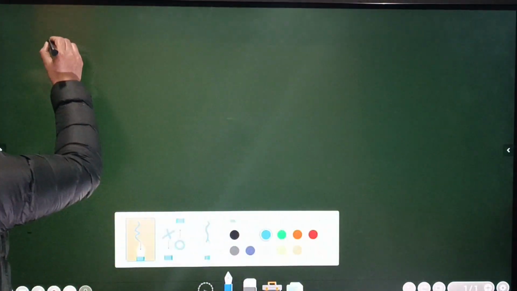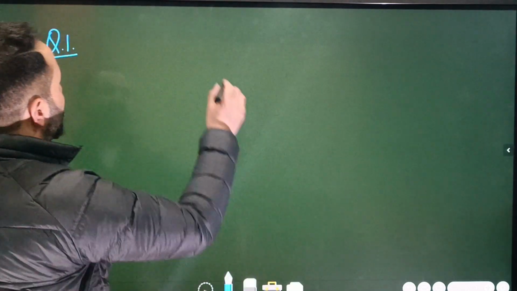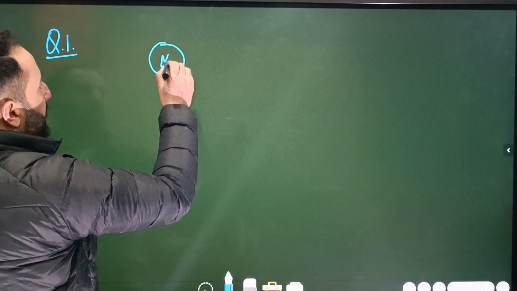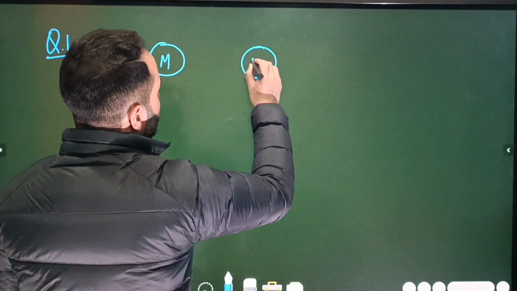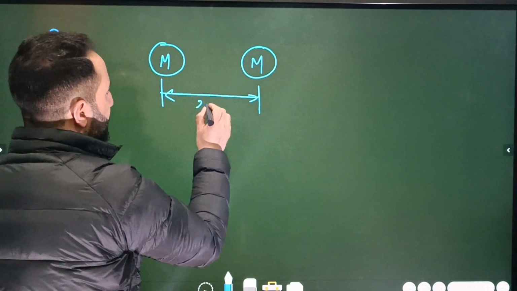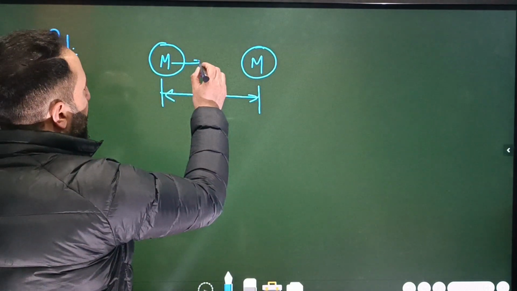Let's start with question number 1. Question number 1 is simply like this. For example, here we have two particles. Its mass is equal to capital M. Then here we have another particle, its mass is equal to capital M. The separation between them is equal to R. It's given to you. They attract each other by a force of F.